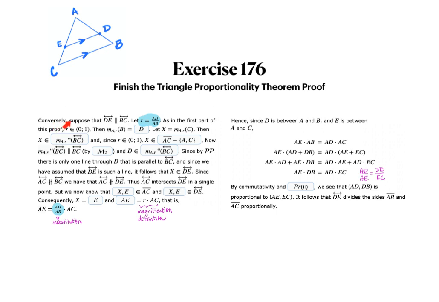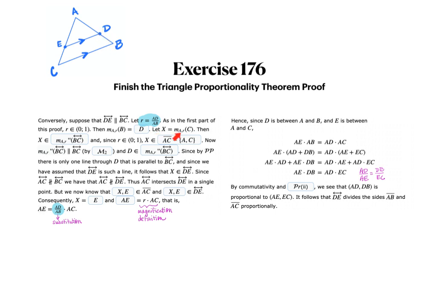So now conversely, we're going to suppose first that DE is parallel to BC. Then we're going to let R be equal to AD over AB. As in the first part of this proof, R is between 0 and 1, excluding 0 and excluding 1. Then the magnification of B is equal to D. Magnifying B, it's landing at D.